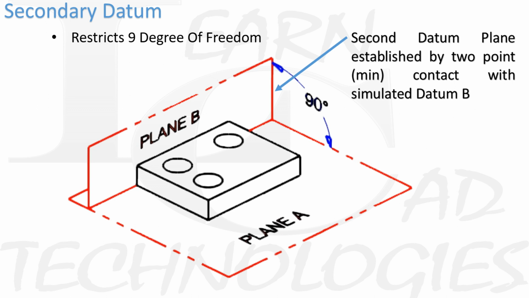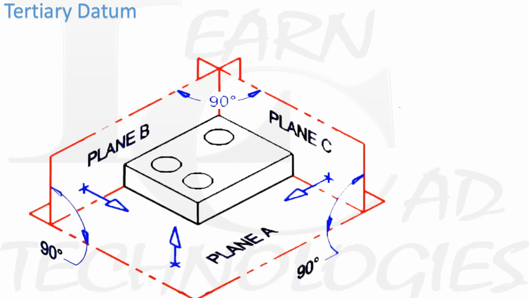The next one is the tertiary datum. It is the full, complete datum based on the XYZ axes, the XY, YZ and XZ planes, like plane A, plane B and plane C, at 90 degrees to each other. So it restricts 12 degrees of freedom and it needs a minimum of 1 point of contact.